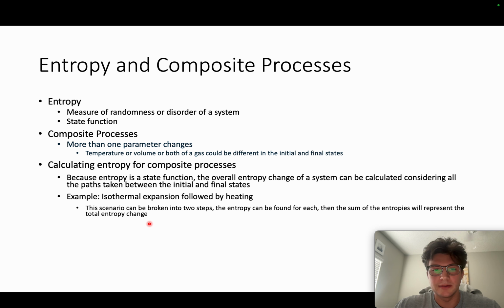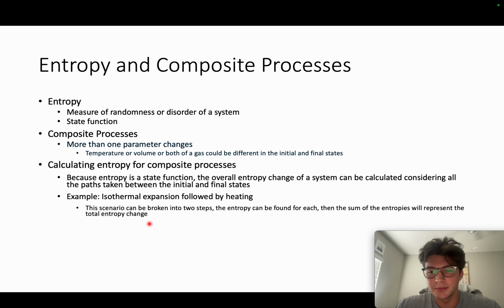So for example, say we have an isothermal expansion followed by heating. This scenario could be broken into two steps: the isothermal expansion and then also the heating. So we could calculate the entropy for each of these steps and then sum together the entropies to represent the total entropy change for this composite process.